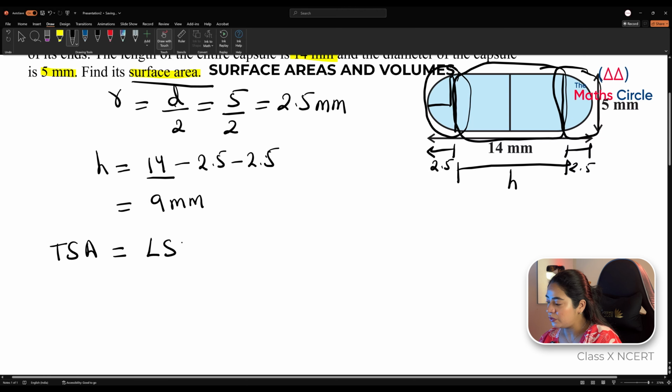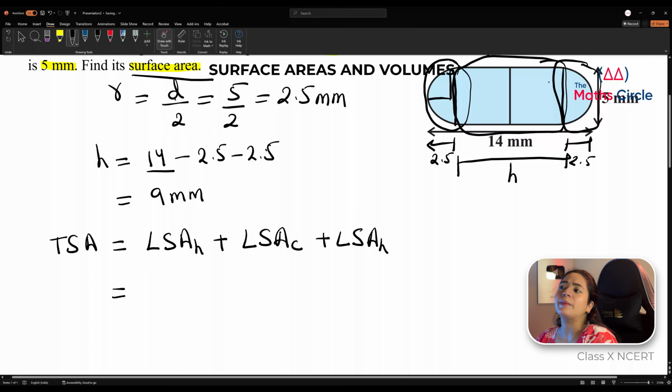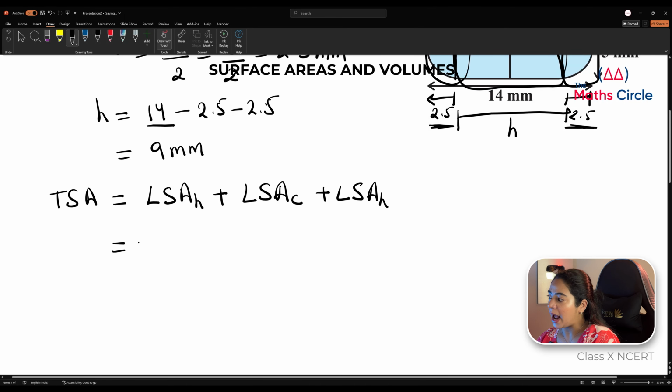So, what you simply do? Curved surface area of hemisphere plus curved surface area of cylinder plus curved surface area of the second hemisphere. Because these two hemispheres are of equal size, how do I know it? Because the radius of both of the hemispheres is 2.5 millimeter. I simply add it and multiply it by 2 to make the solution of my problem easy.